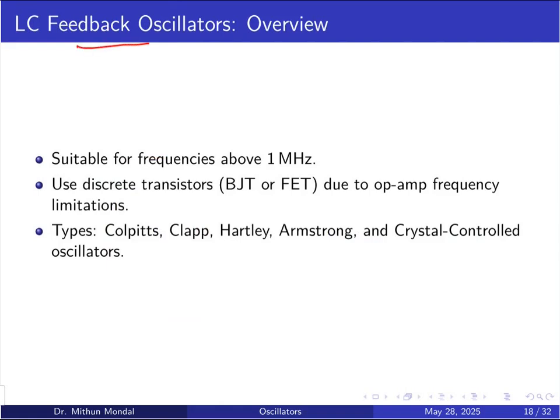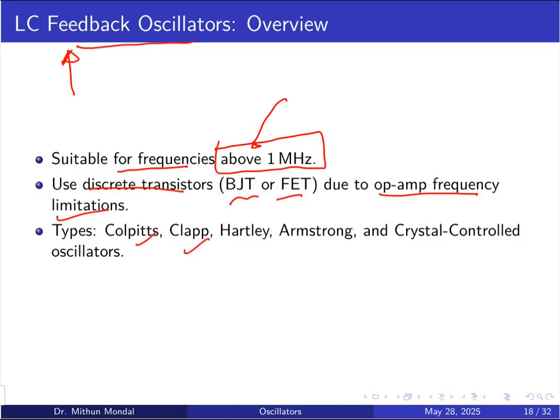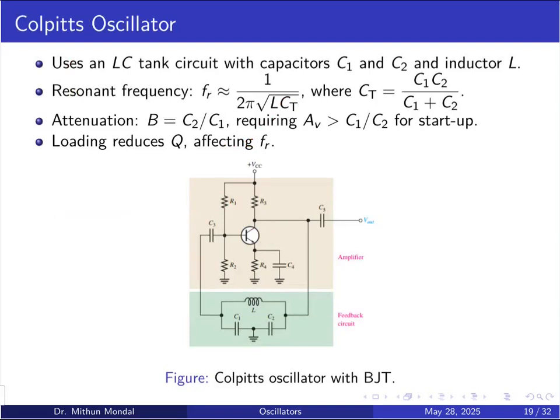Now we'll discuss the LC feedback oscillators, which are suitable for frequencies above 1 MHz. Earlier the RC feedback was suitable up to 1 MHz, but if you require above 1 MHz, you need to go with the LC feedback circuit. It uses discrete transistors, whether in the form of BJT or FET, due to op-amp frequency limitations. Some of these LC feedback circuits we will discuss, like the Colpitts oscillator, Clapp oscillator, Hartley oscillator, Armstrong, and crystal controlled oscillators. Let us discuss the first one, that is the Colpitts oscillator.